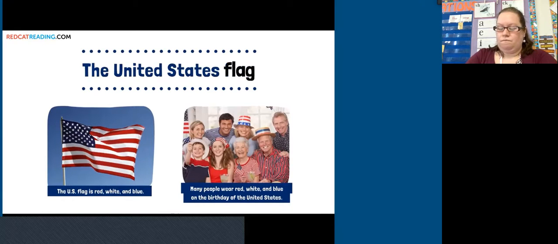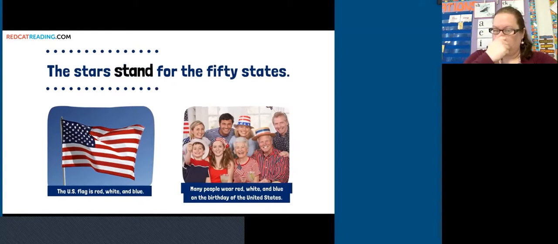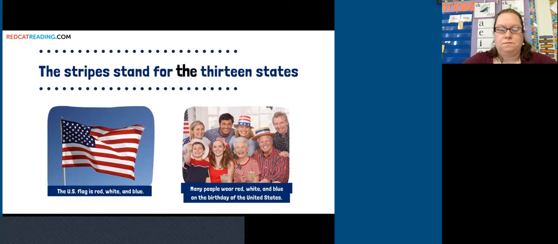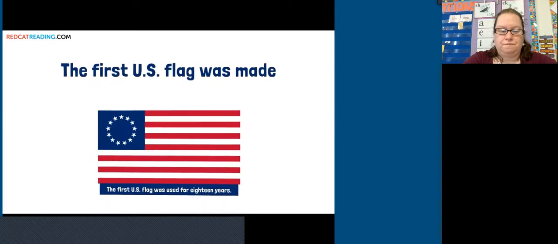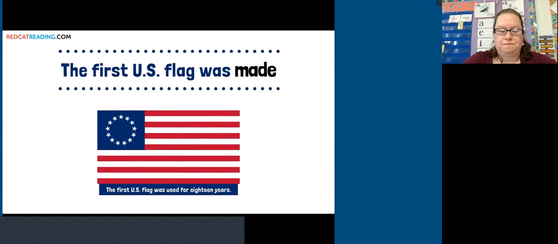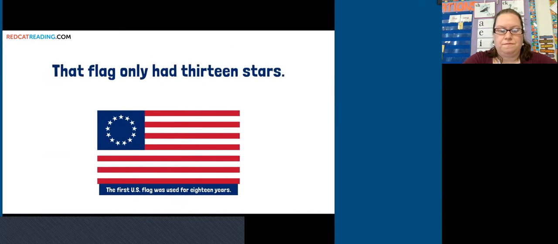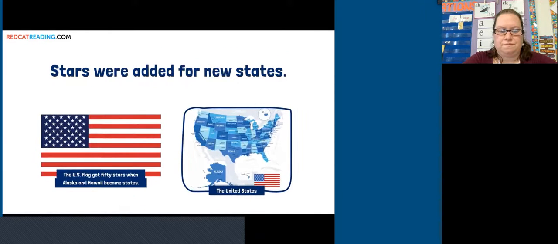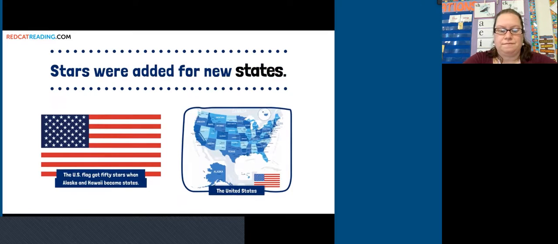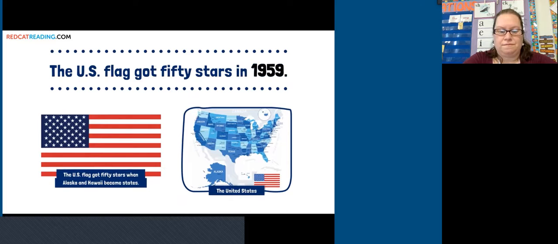The United States flag is an important symbol. The stars stand for the 50 states. The stripes stand for the 13 states when the country was new. The first U.S. flag was made when the United States became a country. That flag only had 13 stars. Stars were added for new states. The U.S. flag got 50 stars in 1959.